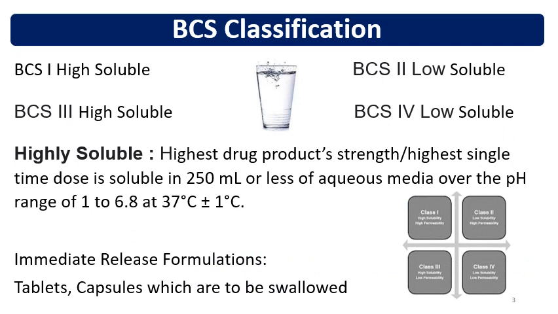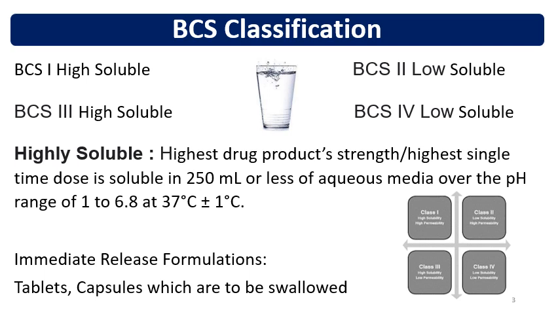BCS classification classifies the drug substances into 4 classes on the basis of solubility and permeability. But as we know, permeability is not in our hand and it is a basic and intrinsic property of the drug molecule. Permeability cannot be altered by the formulation, but sometimes permeability enhancers and other technologies might be used. But for IR formulations mainly the solubility is critical.